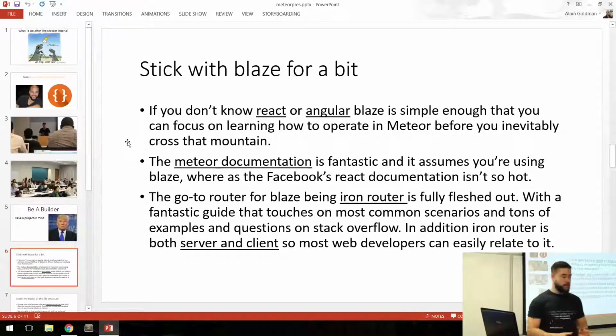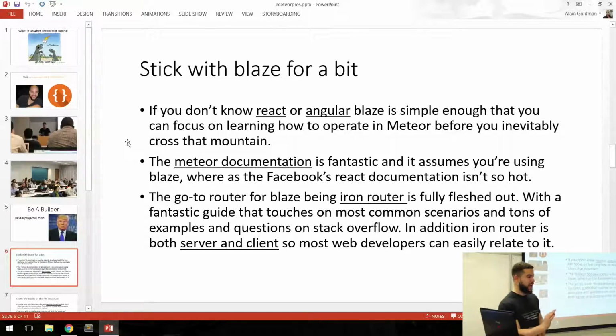Also, the Meteor documentation assumes that you're using Blaze. So it would make sense for people who are learning to just stick with Blaze, just for the beginning, at least for your first application or two.